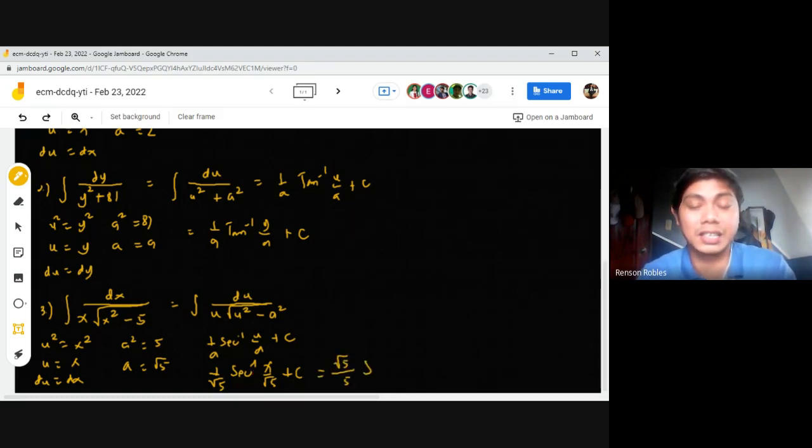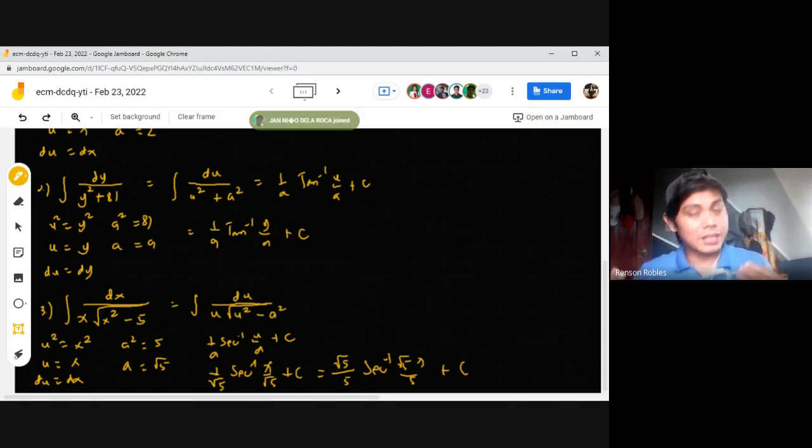By rationalizing the denominator, you'll have square root of 5 over 5. You still remember how to rationalize? You just multiply both the numerator and denominator by this square root of 5. Okay? So that's why you have square root of 5 over 5, arcsecant, square root of 5x all over 5, and then plus c. Okay?